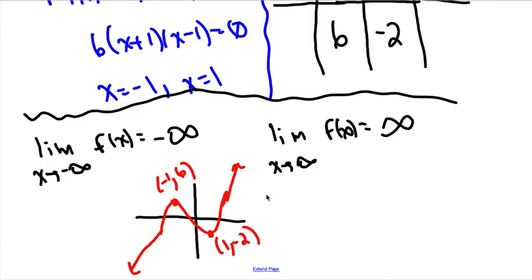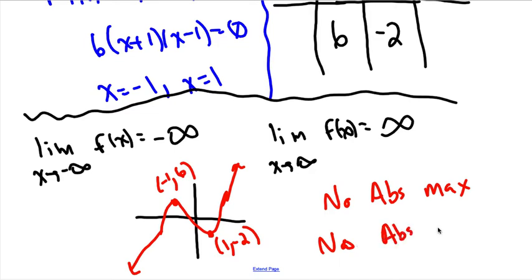And the answer is no, because overall in this graph it goes down forever, so there's no absolute min. It's continuing to go down forever. And we have no absolute max because this is continuing to go up forever on the right-hand side. Okay, so this graph has no absolute max and no absolute min. Okay, there are relative max and mins. We would have a relative max right here and a relative min right here. But overall, absolute means the entire graph. There is no absolute max and no absolute min.